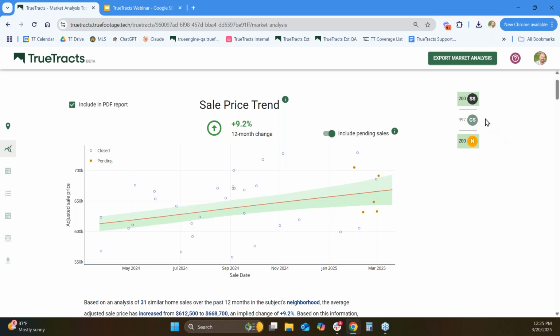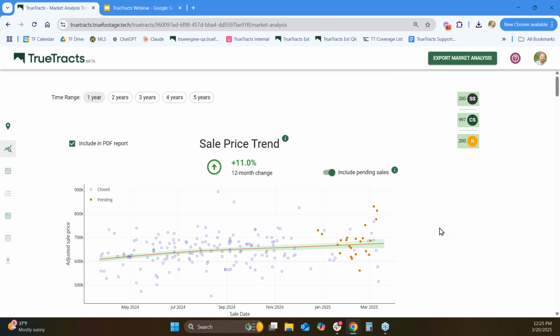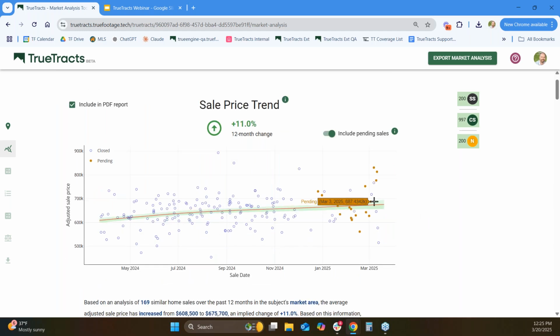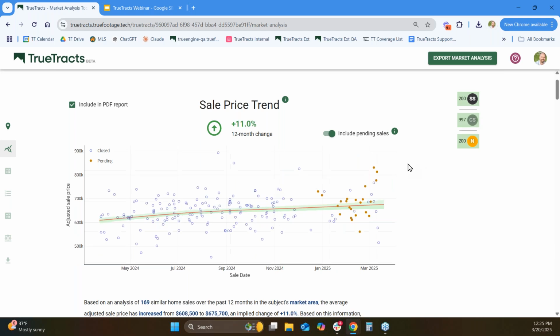But I want to show you, we have this backup data set here, and I'm going to activate it. I'll show you where it came from in a minute. If I activate these other 997 sales that we have, I want to show you what that does to this trend line. It's a lot less green. Now, the overall trend is 11%. Again, if I toggle this off and I go back to the other one, this is 9.2%. This is 11%. But you can see the green becomes way less green.